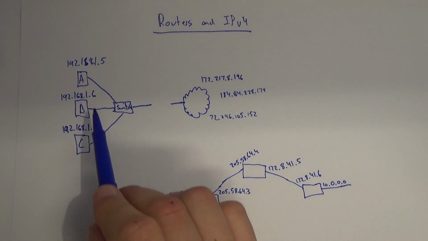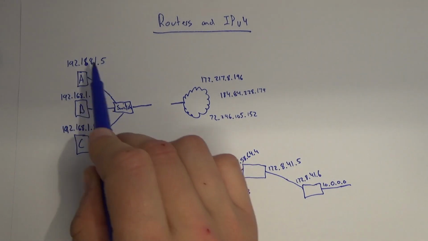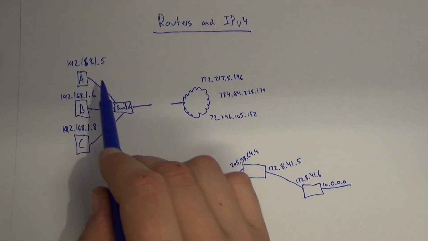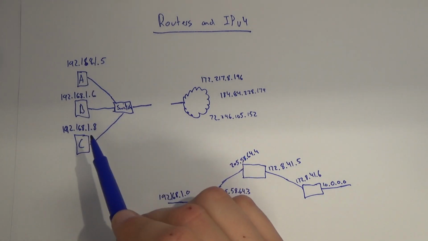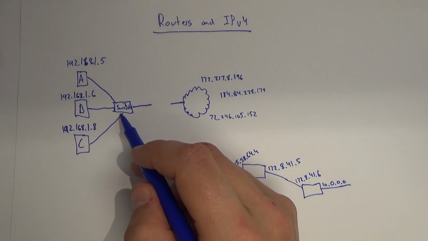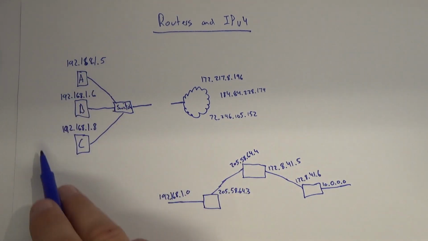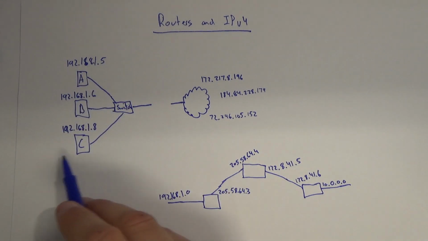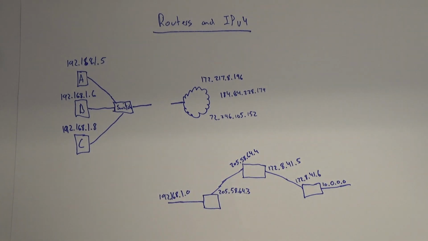They all have IP addresses that are all on the same network. So they're all 192.168.1. something. This is 5, 6, and 8. They're all connected by a switch, which means that these IP addresses don't really matter so much. They're going to be communicating with MAC addresses through that switch.